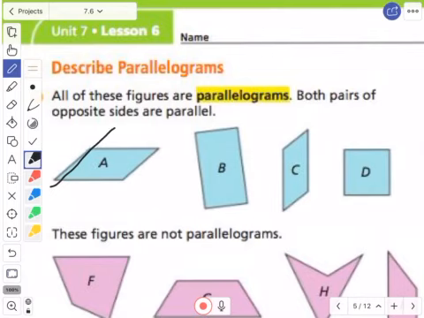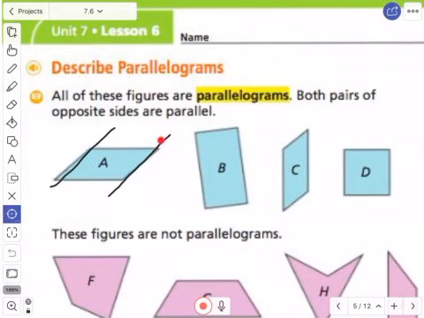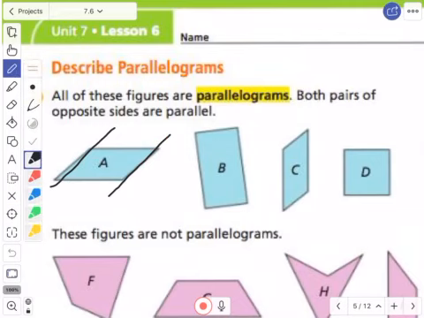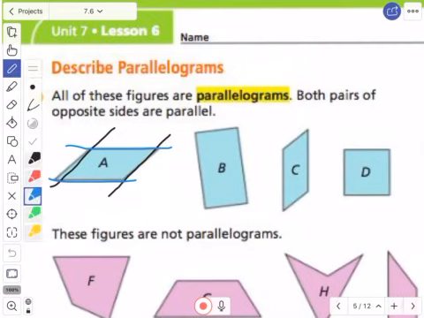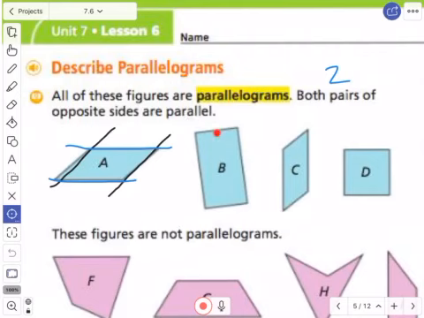So I'm going to draw in different colors here, just to help show. These two black lines are showing that those are parallel. And these two blue lines are to show that those two lines are parallel. So the top and the bottom are one set or one pair, and these two on the left side and the right side are another set or another pair. So when it says pairs, you're going to have two pairs of parallel lines.